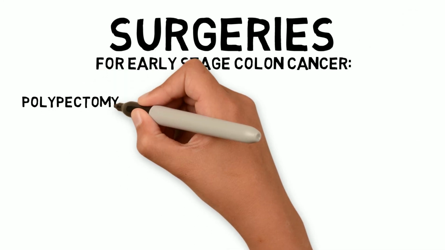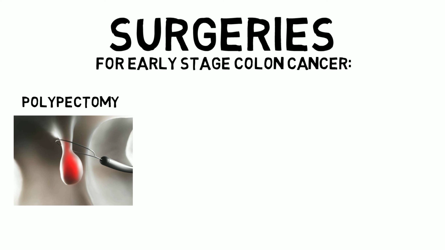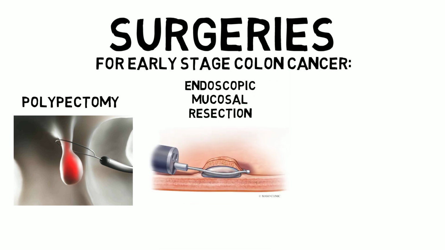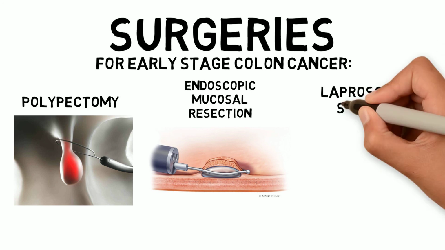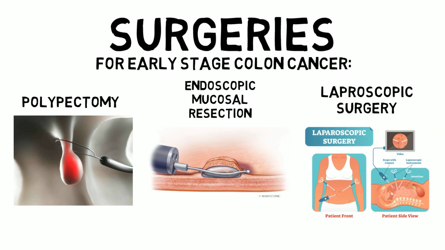Colon cancer surgeries. Surgery for early stage colon cancer when the cancer is very small. Polypectomy. This surgery can be used if the cancer is small, localized, completely contained within a polyp at an early stage, and the doctor may be able to remove it during a colonoscopy. Endoscopic mucosal resection. Larger polyps could be removed during a colonoscopy using special tools to remove the polyp and a small amount of the inner lining of the colon. Laparoscopic surgery, used for polyps that can't be removed during a colonoscopy. This procedure is minimally invasive.